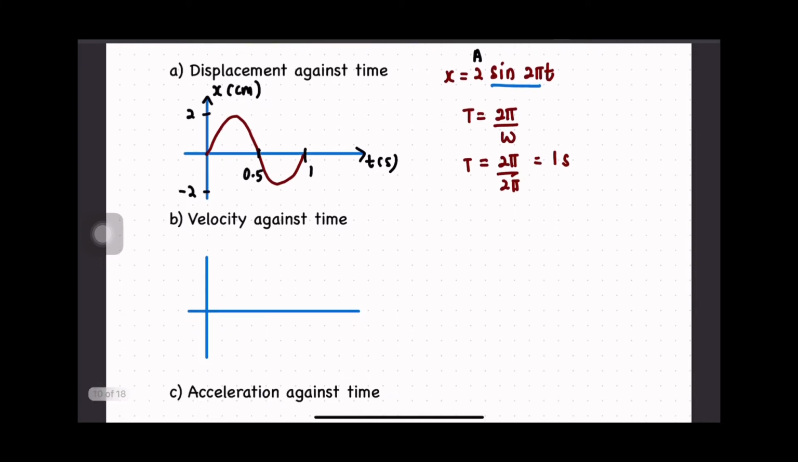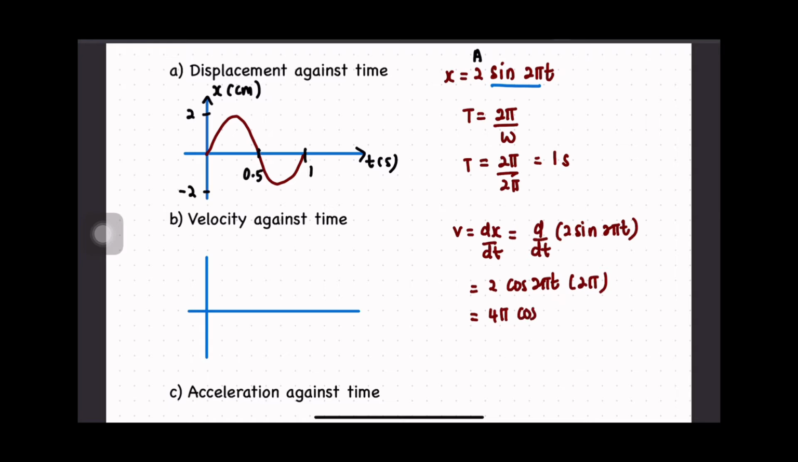Okay, so next, you want to determine the velocity equation, so you have to differentiate dx per dt. So d per dt of 2 sine 2 pi t, you will get 2 cos 2 pi t, and then differentiate again inside that, so you will get 2 pi. So 4 pi cos 2 pi t. This is the equation for the velocity time graph.